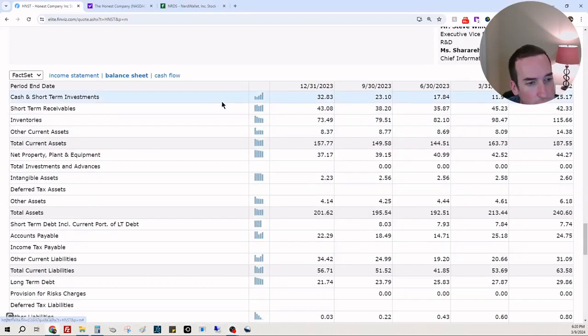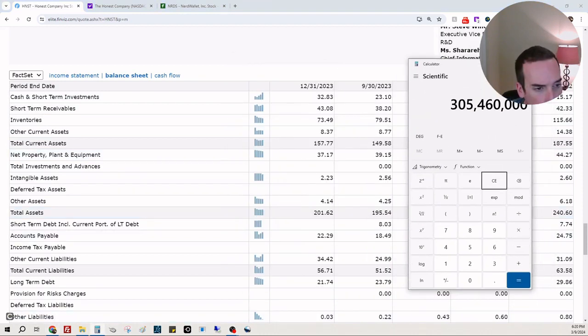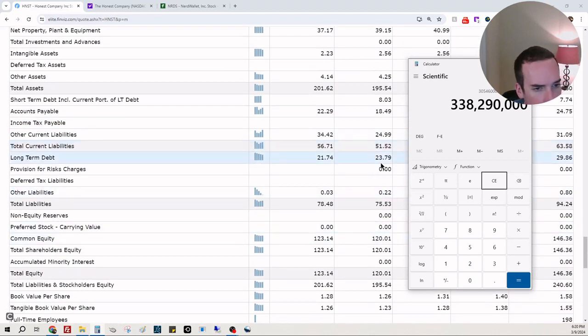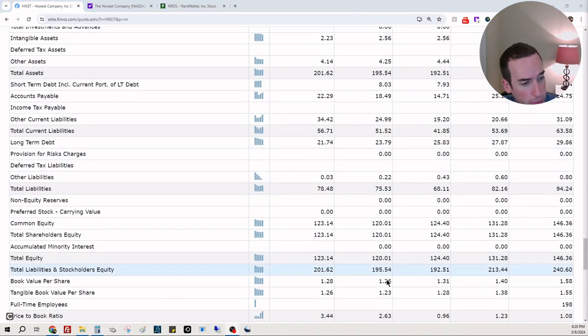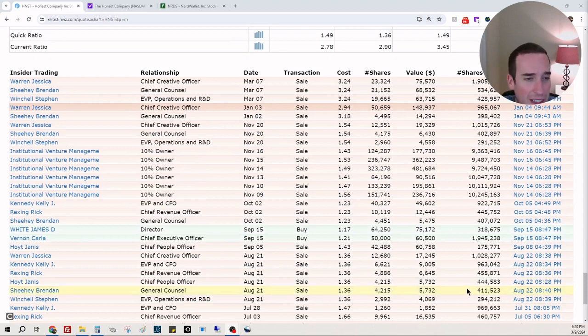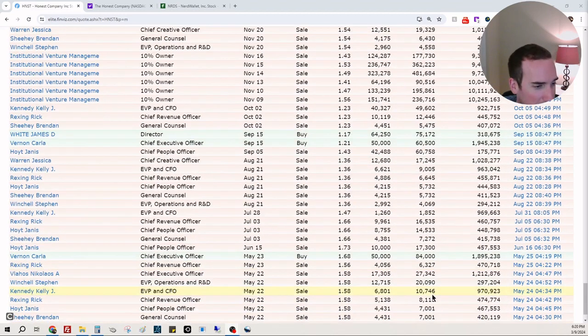Okay, let's look at their balance sheet and go back to our calculation here. They have $32,830,000 in cash. Okay, total debt is $21,740,000. All right. Total assets, $201 million. Total liabilities, $78 million. Awesome. Their assets dwarf their liabilities 2-to-1. I feel very comfortable with this stock. A lot of insider selling I don't like, but yeah, I would like to see more.